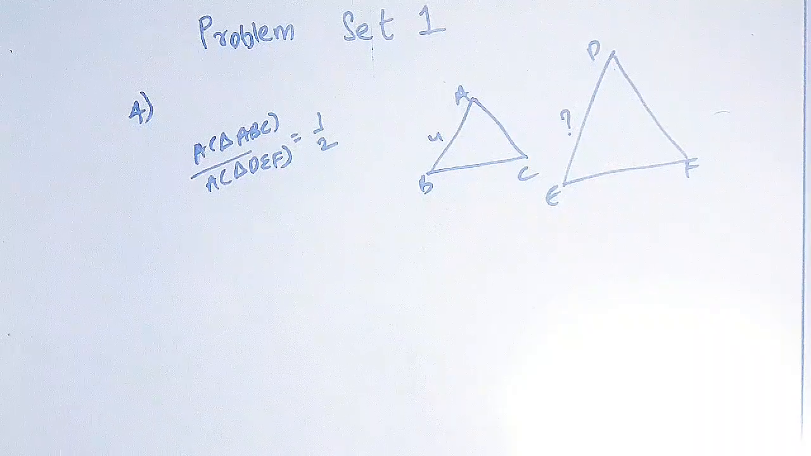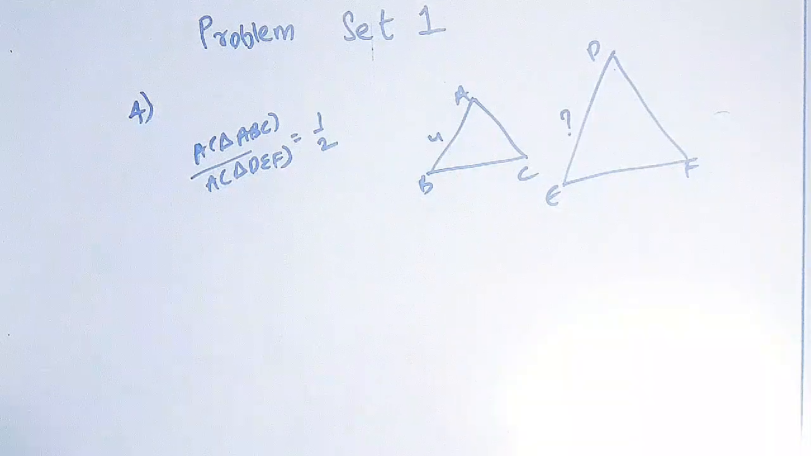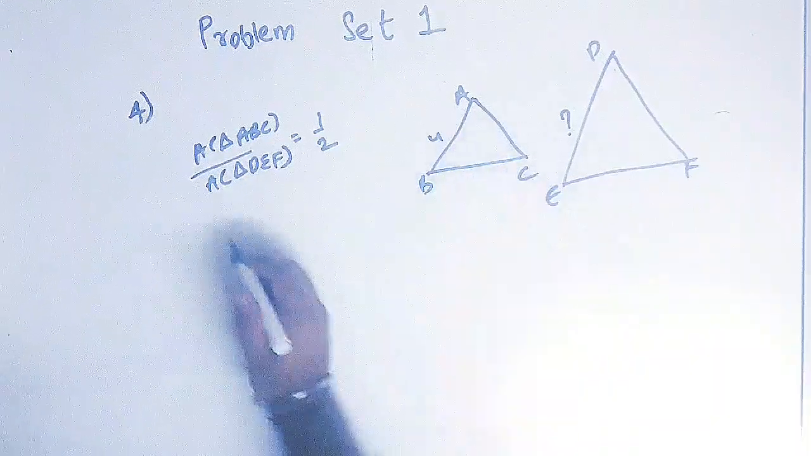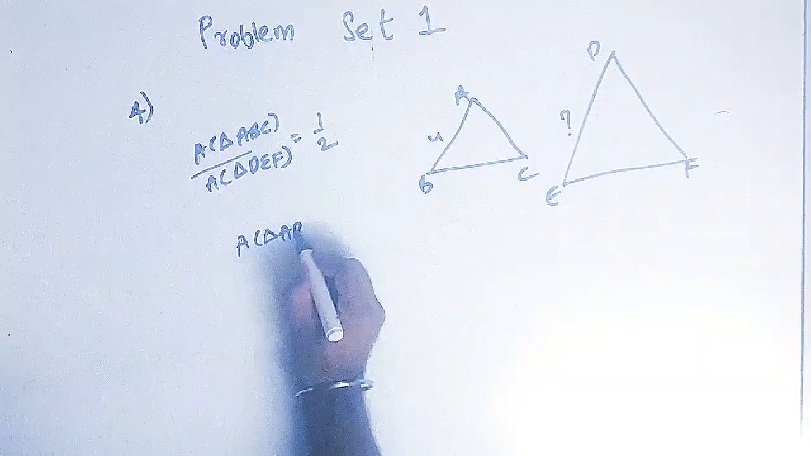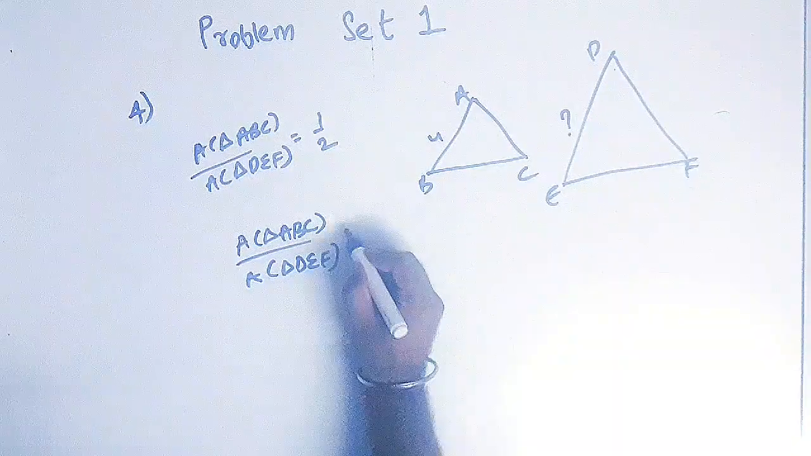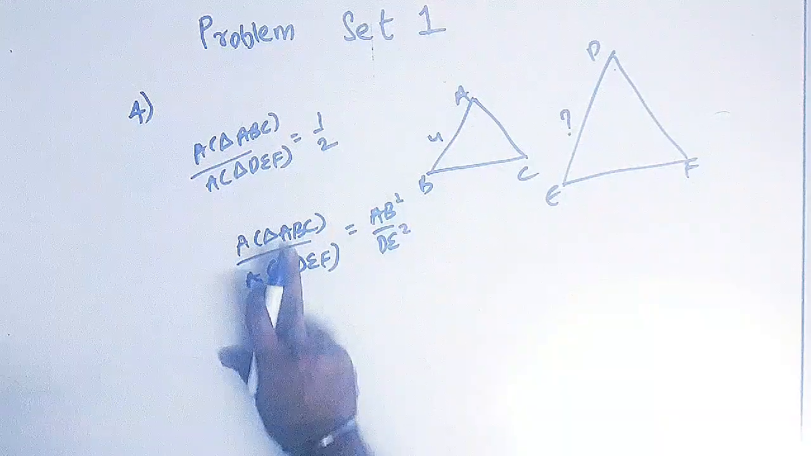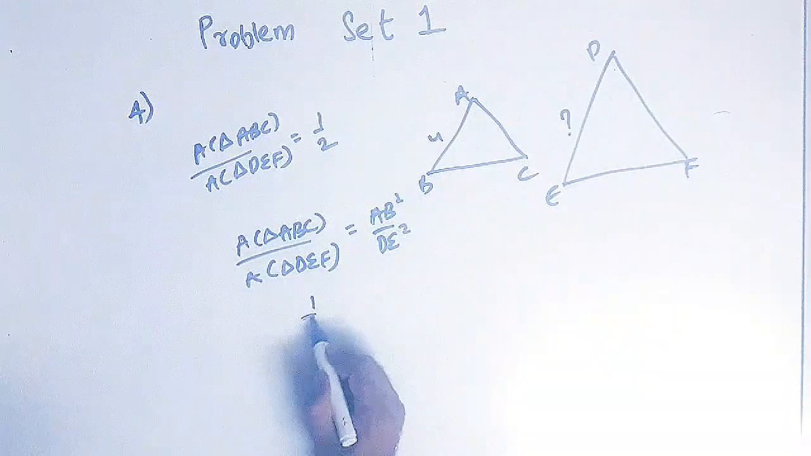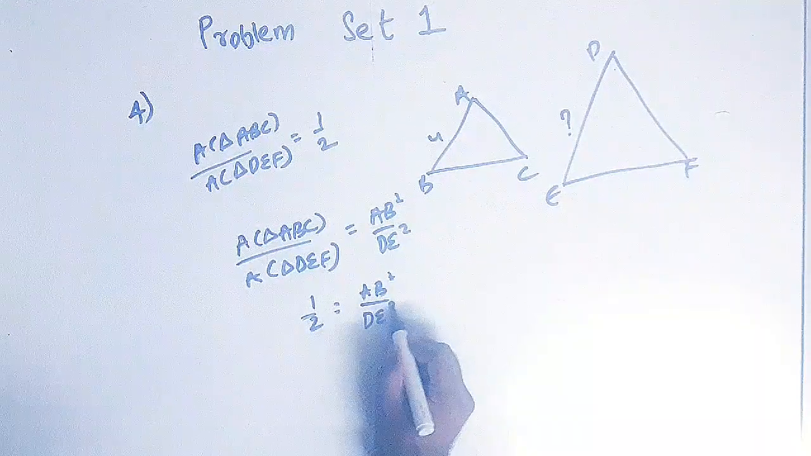Question 4 says that triangle ABC and triangle DEF are similar equilateral triangles and their ratio is 1 upon 2. AB is given as 4, we have to find DE. So how are we going to find it? Because we have to find DE, I'll take AB square upon DE square. Now we know that this is equal to half, so instead of this I'll write half equals AB square upon DE square.